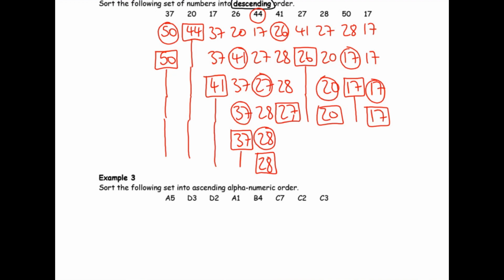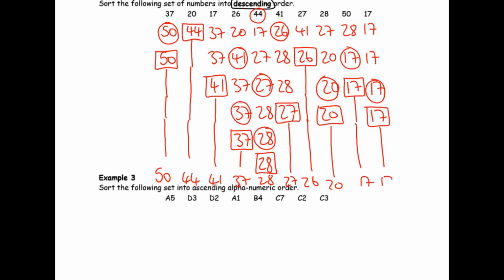You can write out your list at the end and check you've got everything in the right order. So I've got 50 first, then 44, then 41, 37, 28, 27, 26, 20, and 2 17s. So this is in descending order.